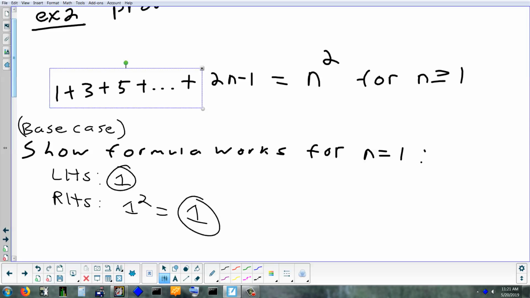9. And I added up the first 3. What's 3 squared? 9. So yeah, okay, it works for the first 1, it works for the first 2, it works for the first 3. We can check first 4, first 5, first 6.